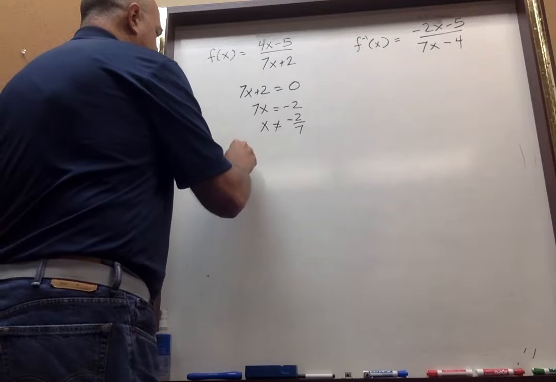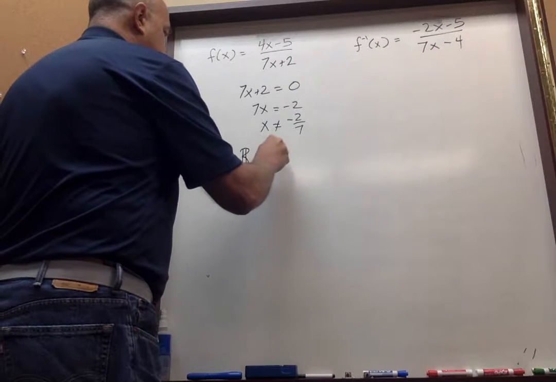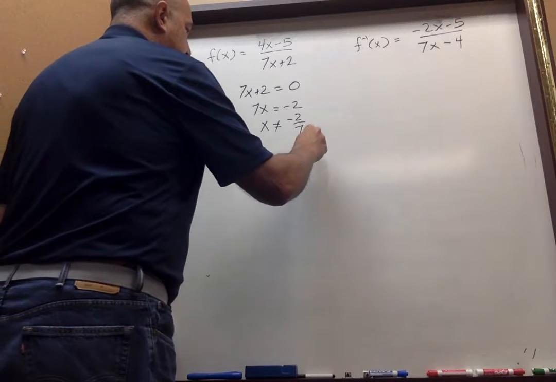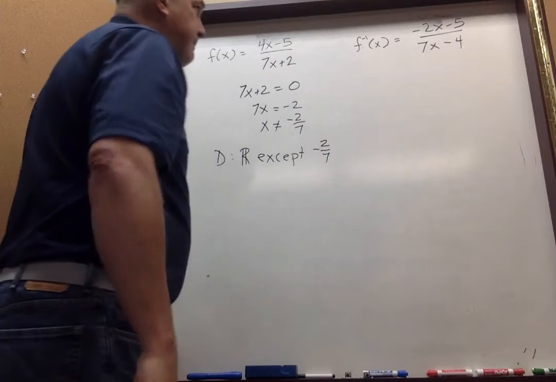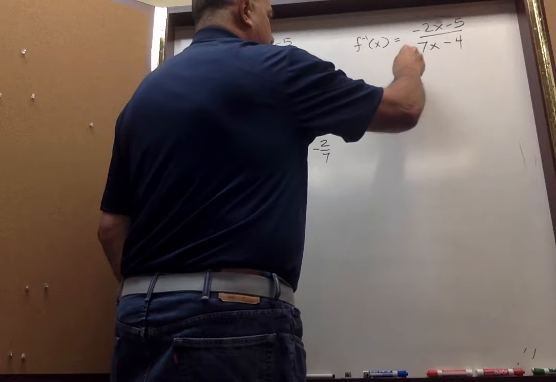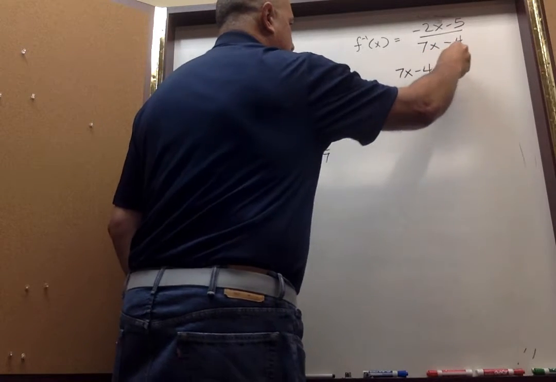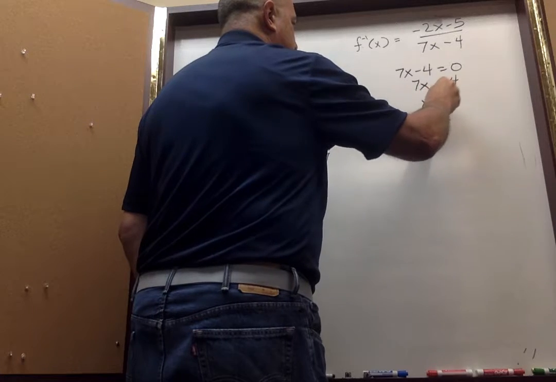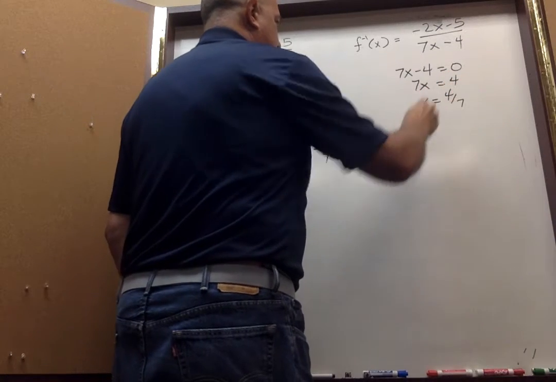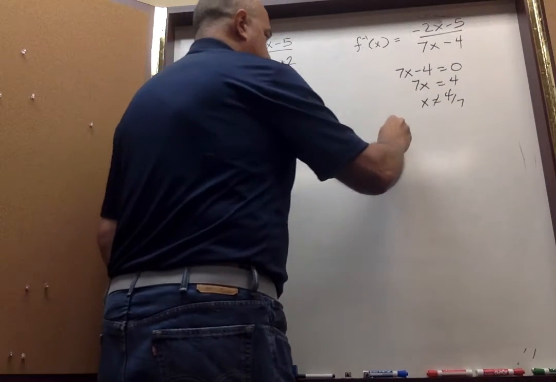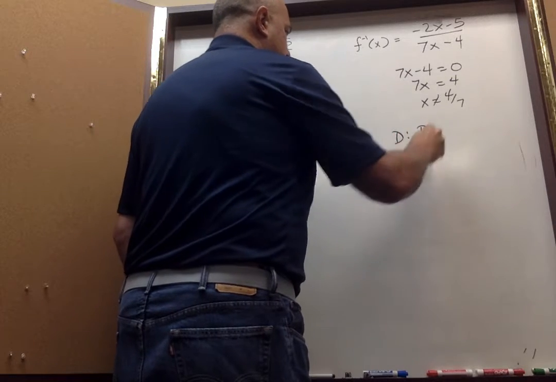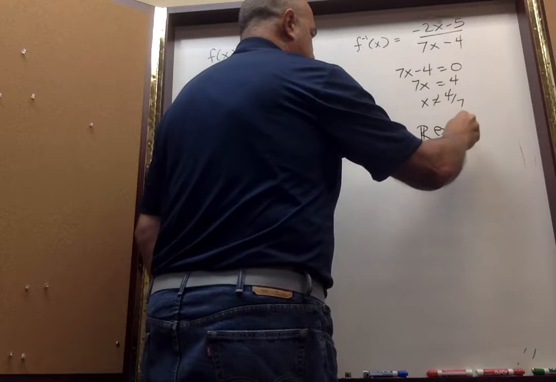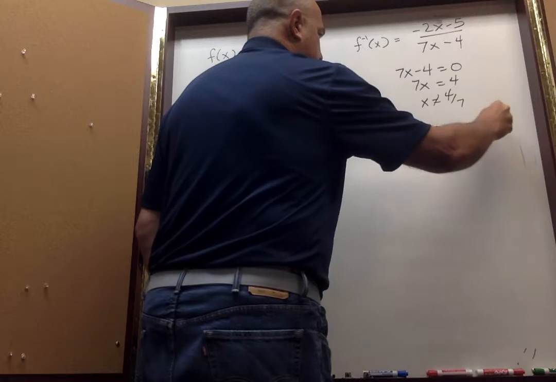So the domain of this function is all real numbers except negative 2/7. And now I want to do the same thing over here. See what makes that denominator equal to 0. Add 4 to both sides. Divide by 7. So x can't equal 4/7. So the domain of this function is all real numbers except 4/7.